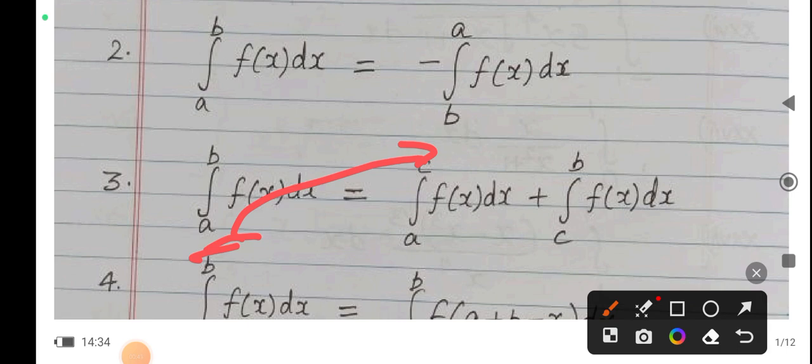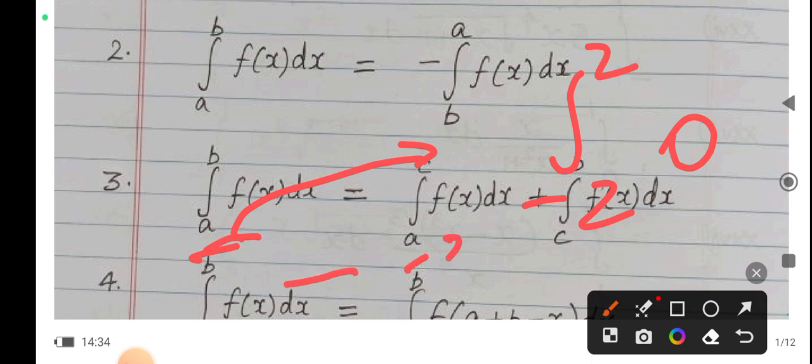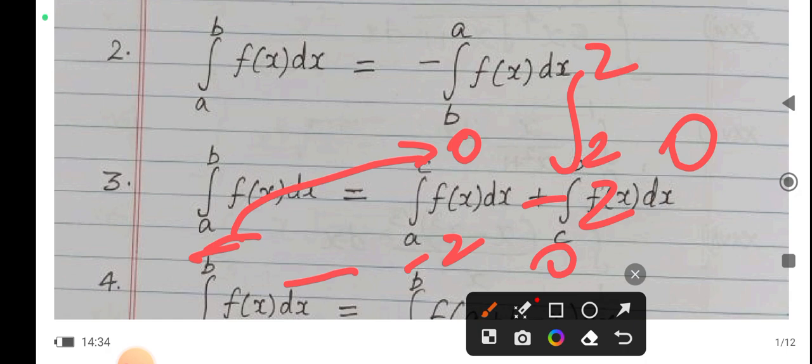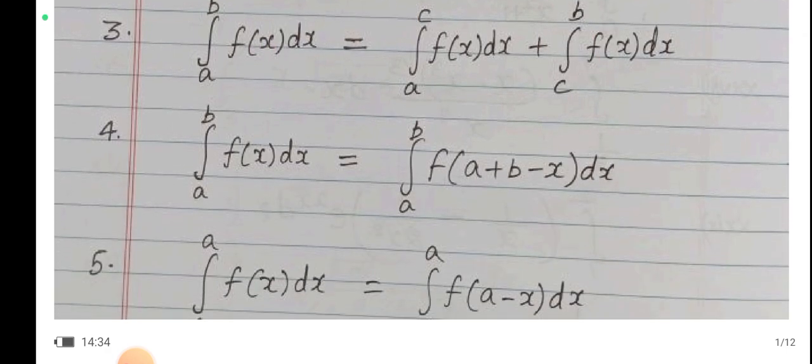Then the third one, integral a to b f of x dx, a to c, c to b, in between one answer. For example, I have minus 2 to 2. The in between I have 0. So minus 2 to 0, then 0 to 2. So like that we can split by using this.